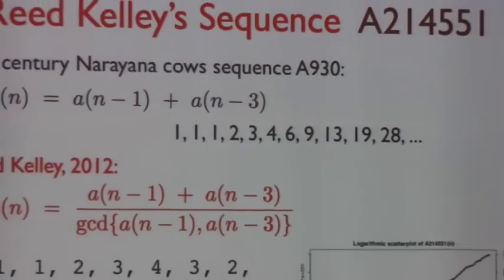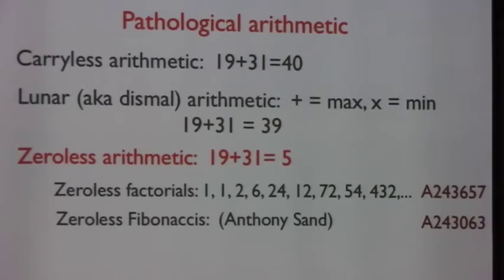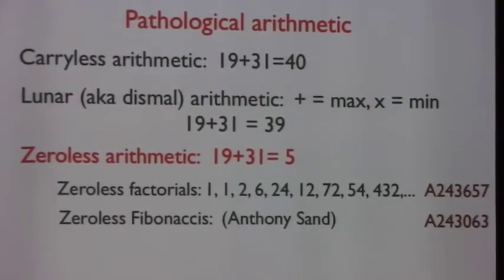Another sequence, I think it's pathological arithmetic, which I'm not going to talk about, even though it's really sick and interesting. Carryless arithmetic: 19 plus 31 is 40, because there are no carries. And lunar arithmetic, there are no carries, and you do it digit by digit, and plus is max, and multiply is min. So here 19 plus 31 is 39, because 9 plus 1 is the maximum of 1 and 9, which is 9, and 1 plus 3 is the maximum of 1 and 3, which is 3. So 39. Those are the rules for lunar arithmetic, formerly known as dismal arithmetic.